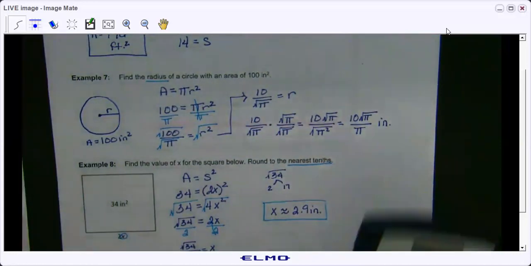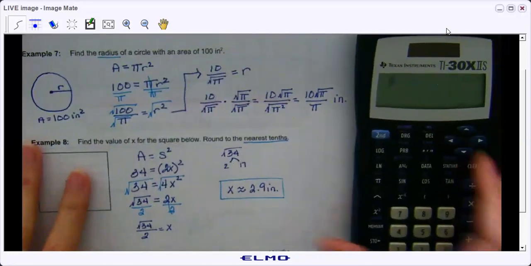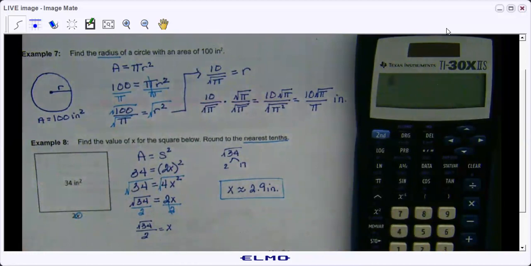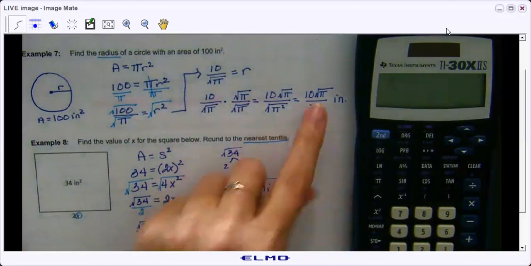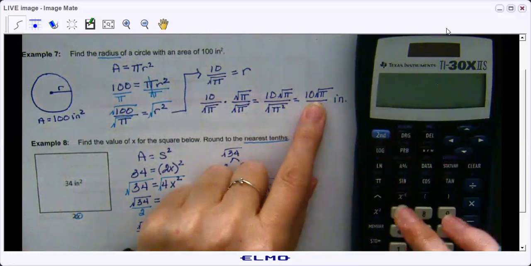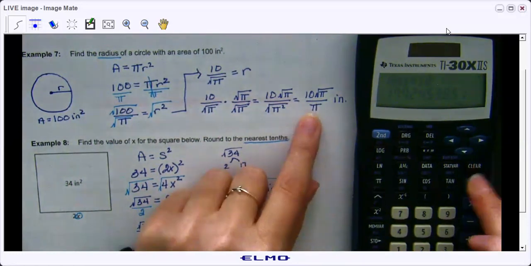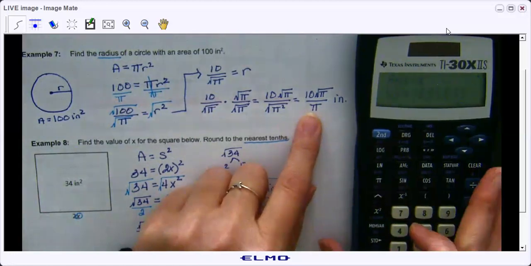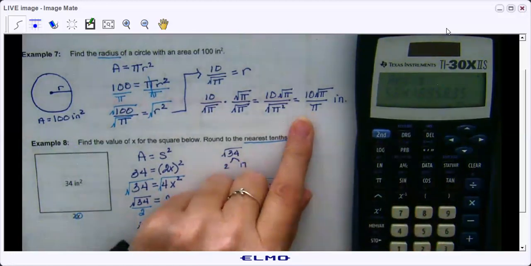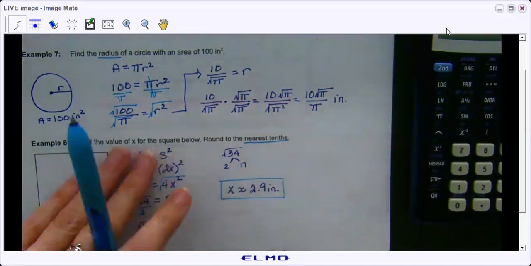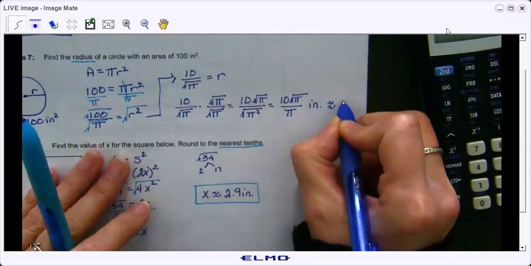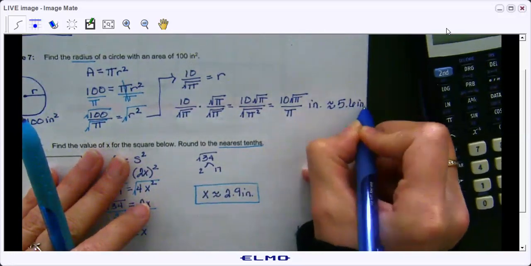Okay. So on your calculator, we are going to go a little bit backwards. I'm going to find the square root of pi. And my calculator happens to have a pi symbol on the top. So find, and then I press equals. Then I multiply by 10. Then I divide by pi. And I get approximately 5.64, which rounds to 5.6. So, which is approximately 5.6 inches. Okay.